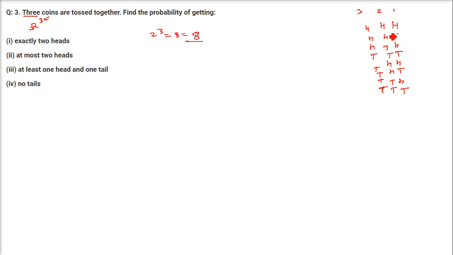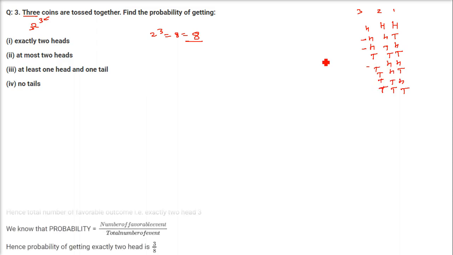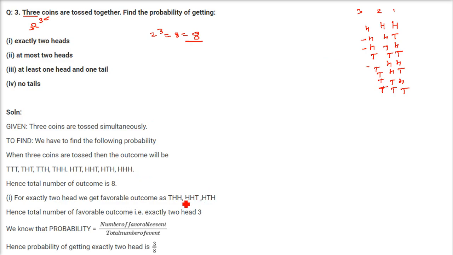Now exactly two heads. Exactly two heads. This one, 1, 2, 3. Only 3 possibilities are there. So exactly two heads, you have how many possibilities? 1, 2, 3. So 3 is the number of favorable cases.